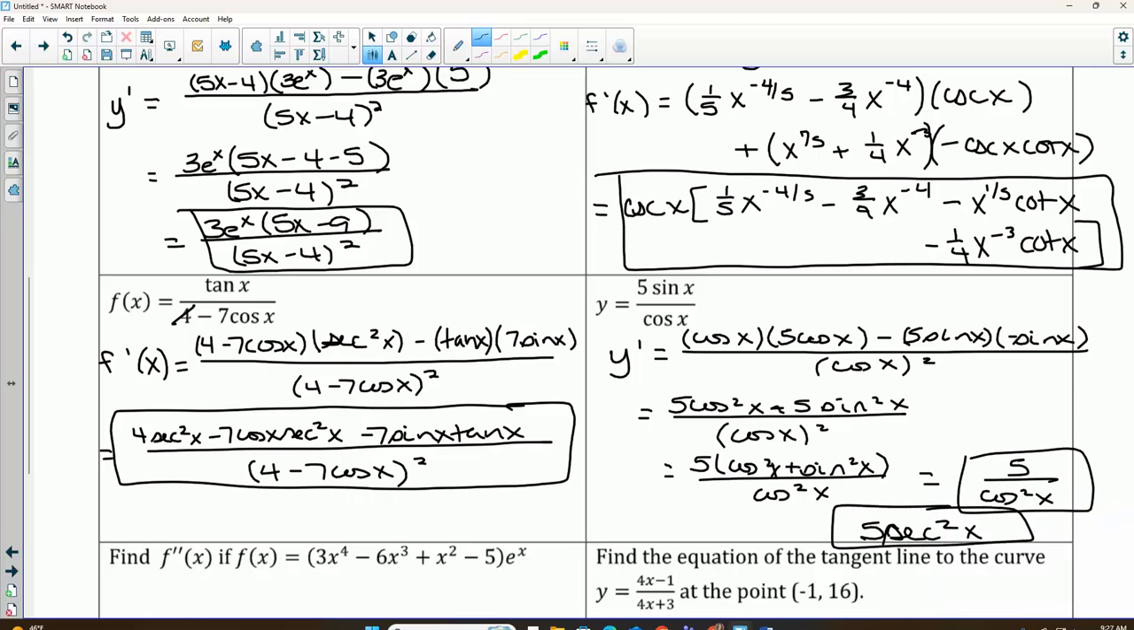Did anyone do that problem differently? If you caught it at the beginning, there's only one term on the bottom. What's sine over cosine? So it's 5 times the derivative of tangent, which is secant squared. So you could get 5 secant squared x that way as well.